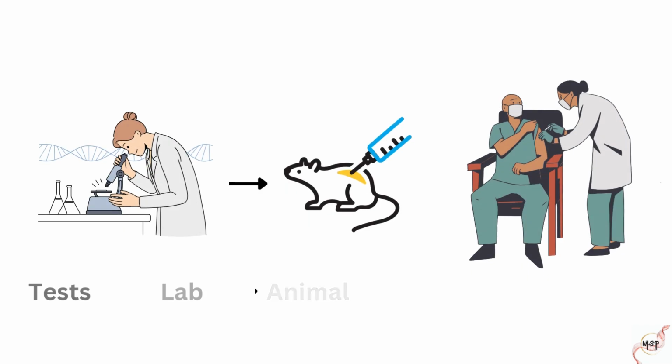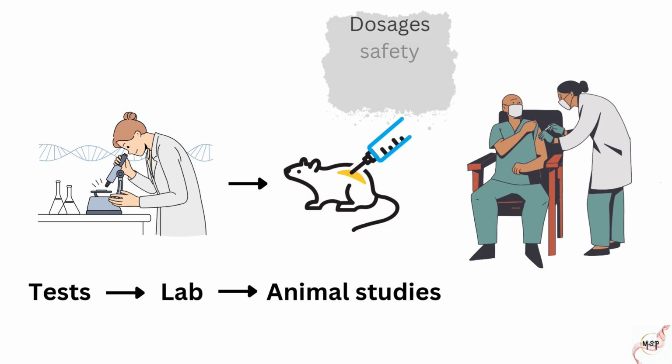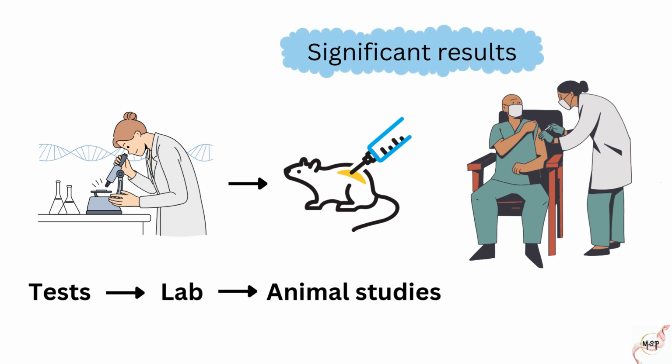The journey of a new drug begins with rigorous testing, starting with foundational lab experiments and progressing through complex animal studies. This critical phase enables researchers to explore how drugs interact with living systems, helping to predict essential factors like dosage, safety, and potential side effects before they reach human trials. Once preclinical studies show promising results, the drug takes a significant step forward into clinical trials, where its safety and effectiveness are tested in real people.